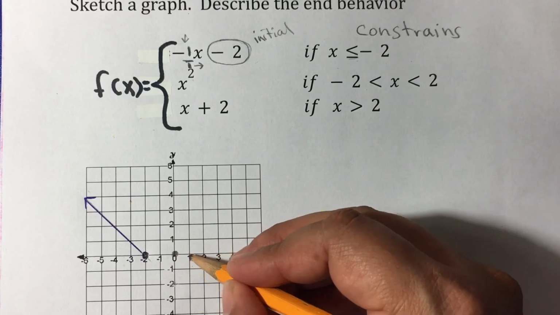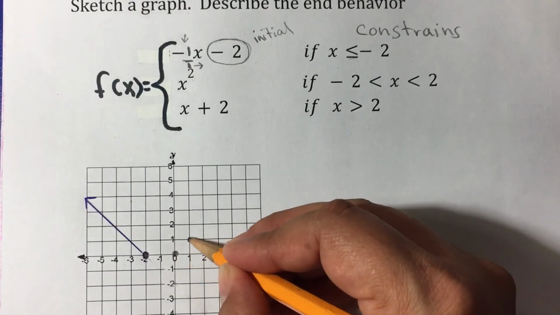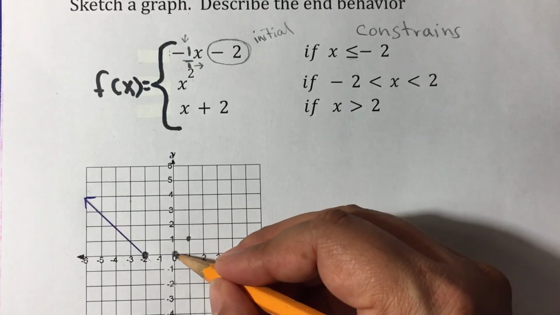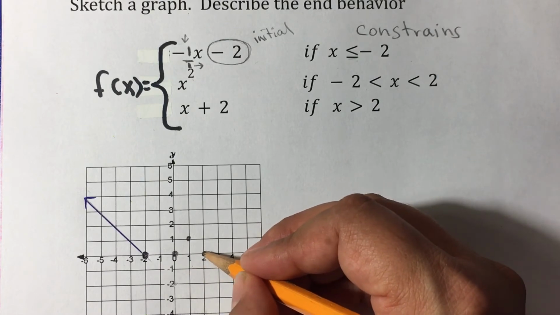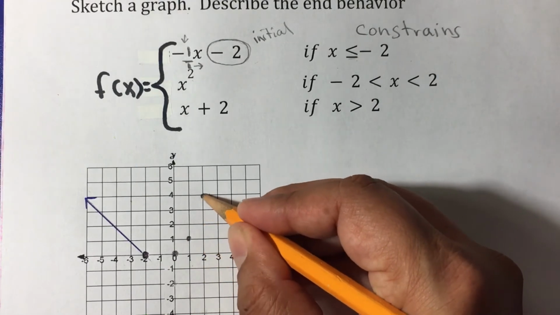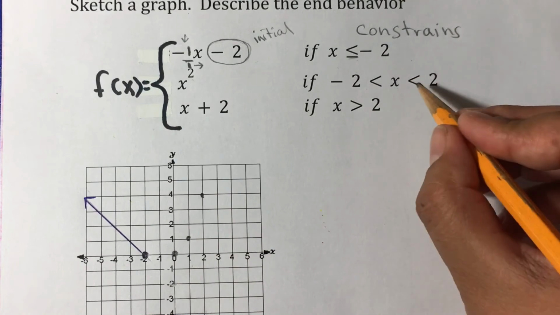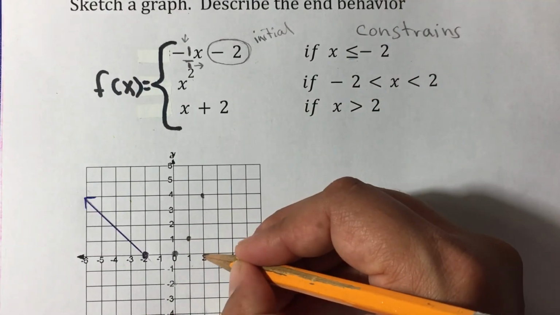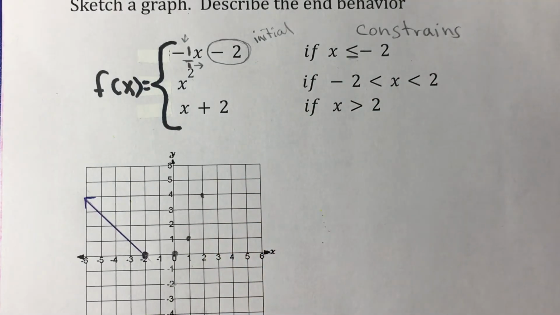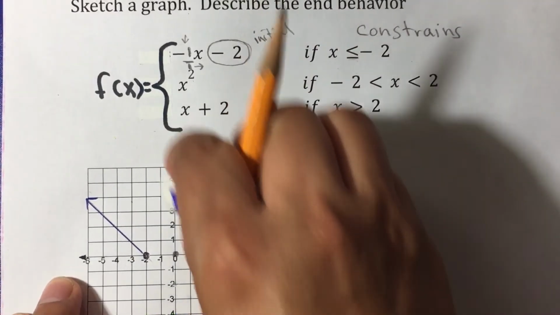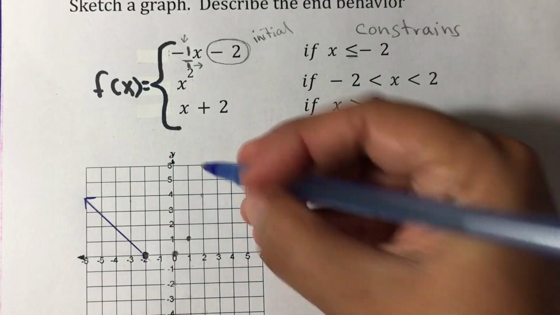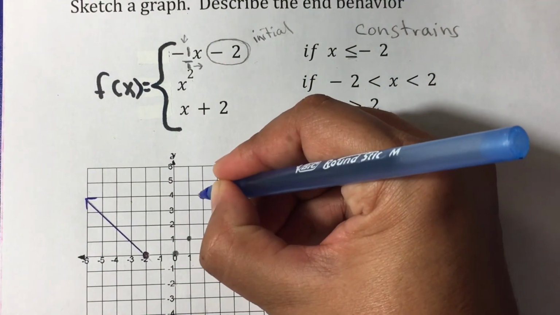Then when x is 1, 1 times 1 is 1, so my y is going to be 1. When x is 2, 2 times 2 is 4, so right there. It does not include the values for x = 2, so in that case, that's going to be an open circle. And that's going to be my limit, so it goes up to there.